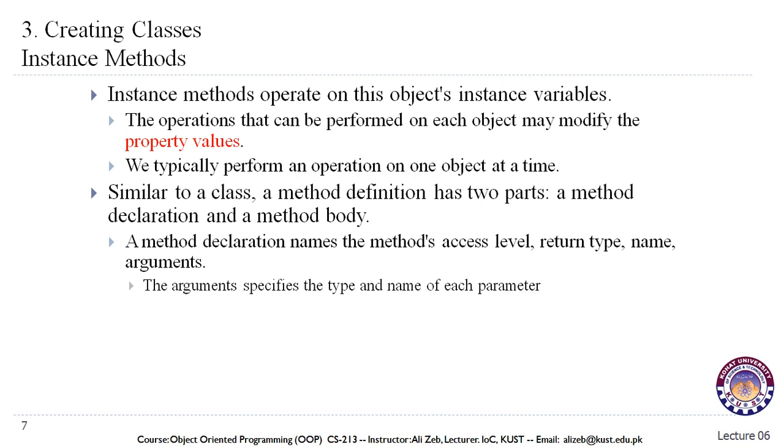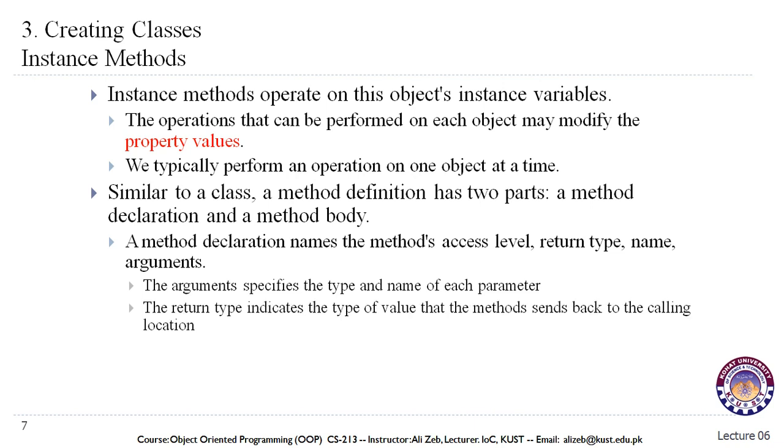The argument specifies the type and name of each parameter, so the arguments must have the data type and the name of each parameter. The return type indicates the type of value that the method sends back to the calling location. A method that does not return a value has a void return type.